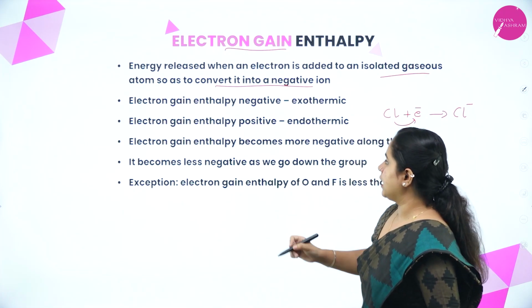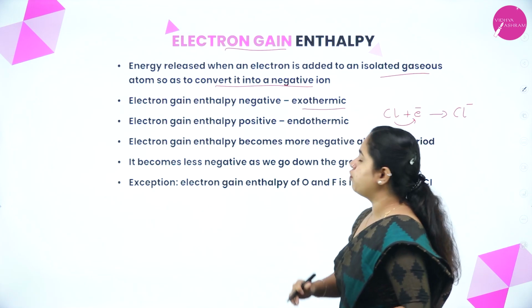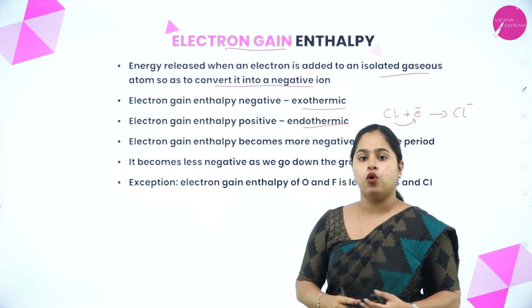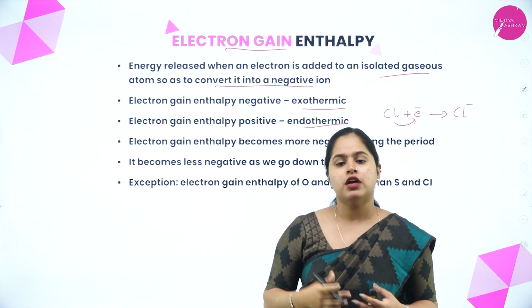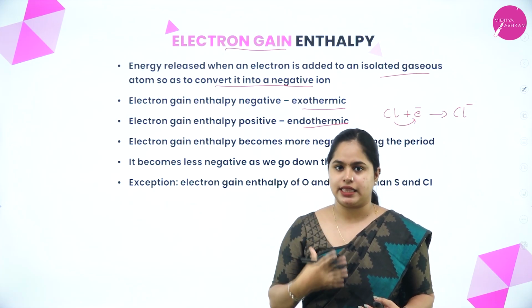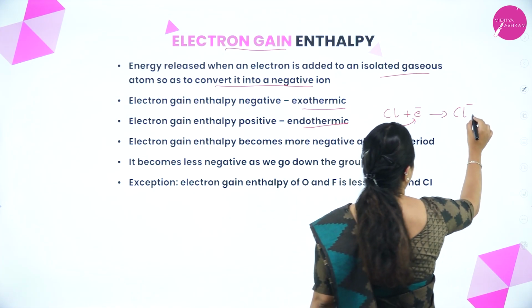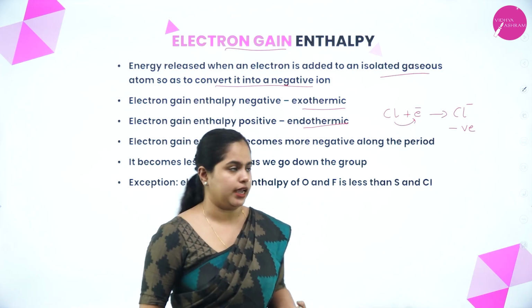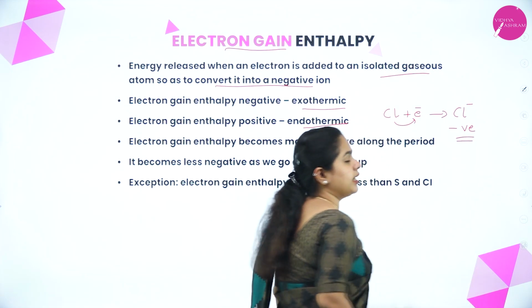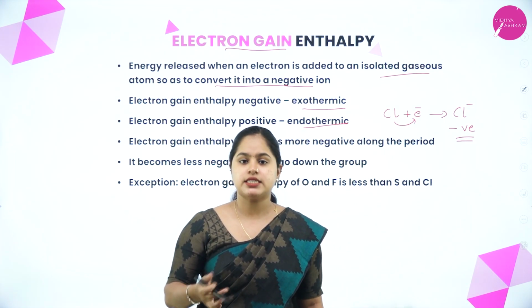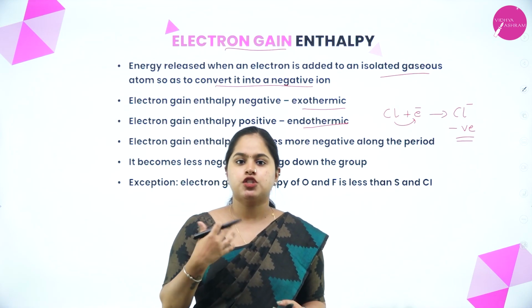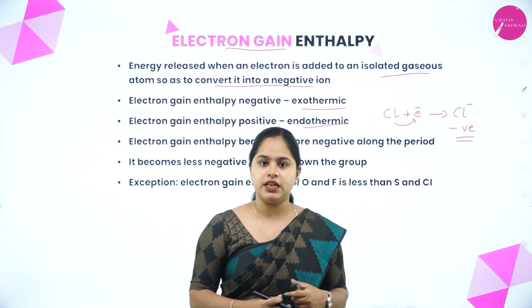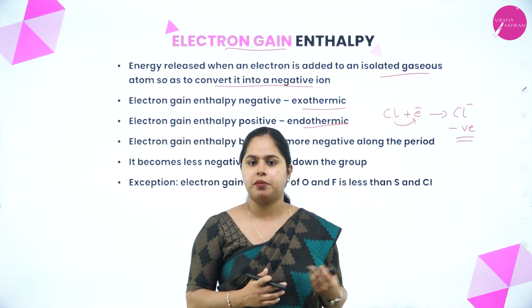Now, electron gain enthalpy will show negative values for exothermic reactions, and it will be positive for endothermic reactions. What you have to remember is that electron gain enthalpy will have a negative value when the reaction taking place is exothermic. Energy will be released, so energy is lost from the system. So the electron gain enthalpy will be negative. Generally, the electron gain enthalpy will be negative.